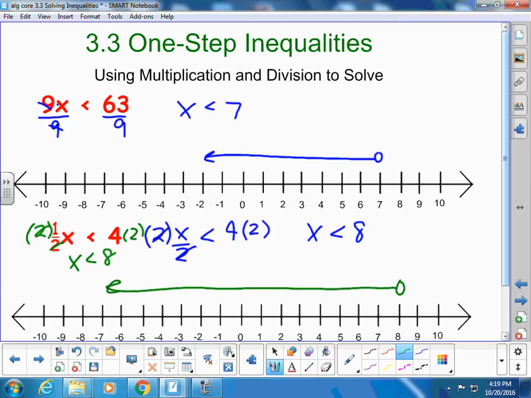If you want to check your answer, could you? Yeah, let's pick a number that's less than 8. I'm going to pick 0 because 0 is easy. So if I do 0 divided by 2, is that less than 4? Well, 0 divided by anything is 0, so 0 is less than 4. That checks. That means we should be good.